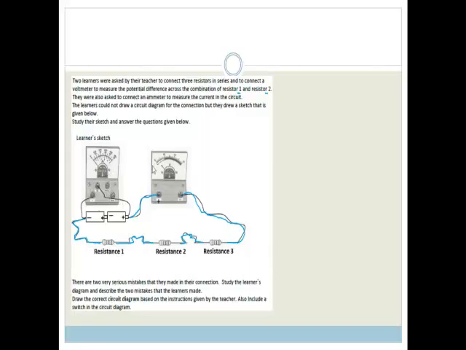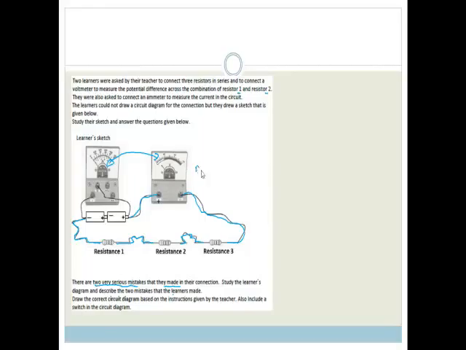So they've obviously made mistakes here. Let's have a look. It says there are two very serious mistakes that they've made in their connection. Study the learner's diagram and describe the two mistakes. Well, obviously what should have been done is they should have swapped these two. The ammeter needs to be connected in series.